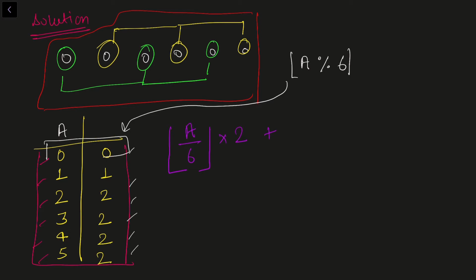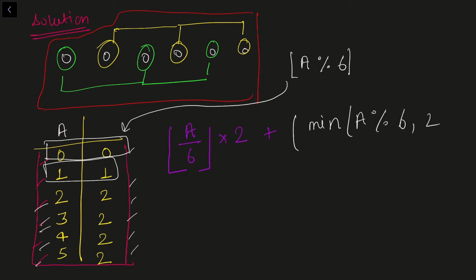For 0 it is 0, for 1 it is 1, and apart from that, for any other value which is greater than 1 it is just 2, right? So what we can do here, we can return minimum of A mod 6 comma 2.